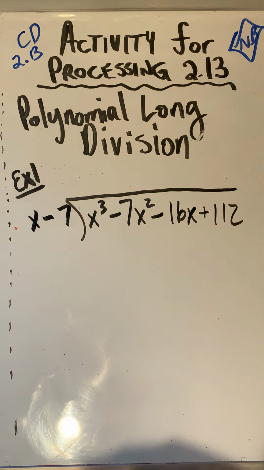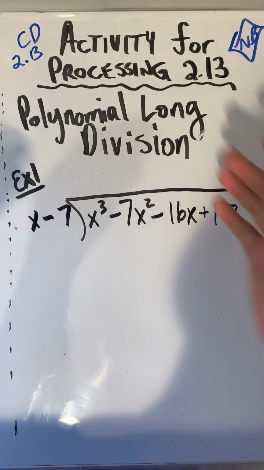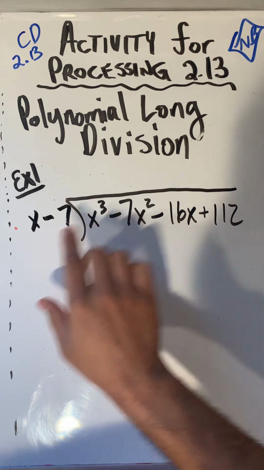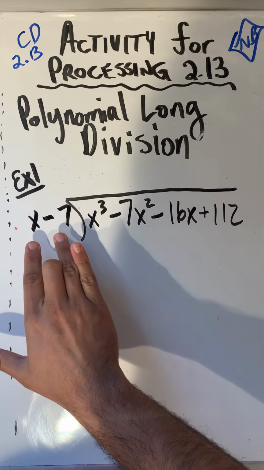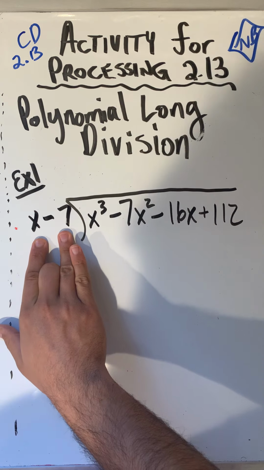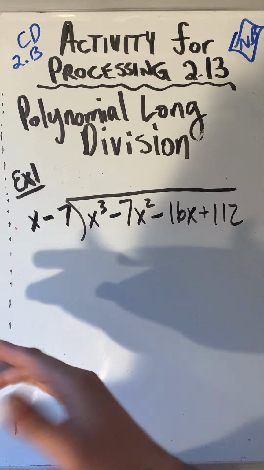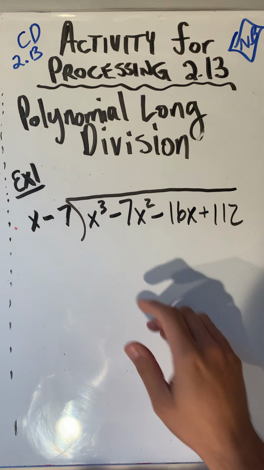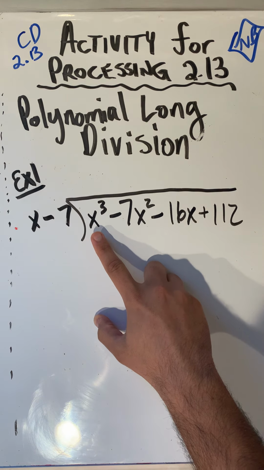Okay, so you see, this is kind of the same as the box that we did last lesson, but now we have this division symbol. We're not dividing by a number anymore, we're dividing by a binomial. So the same idea applies, right?